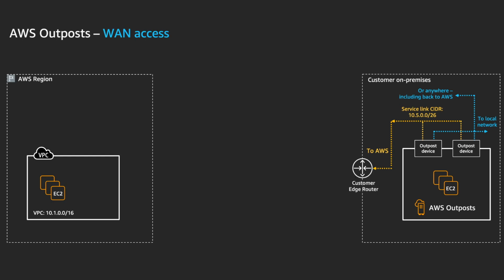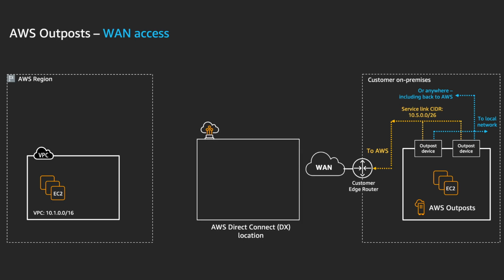In this case, at the customer premises, we've probably got a customer edge router, or what's normally called a CE or a CPE device, a customer premise edge device. And we probably have some form of WAN connection. For the primary connection here, we're actually going to use AWS Direct Connect.